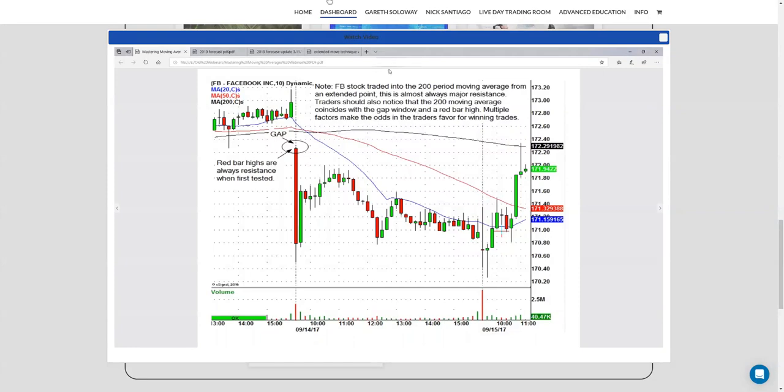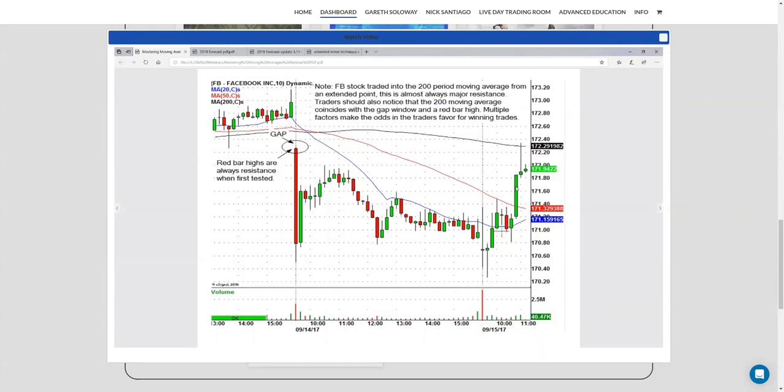All right, here we have a chart of Facebook. Facebook stock traded into the 200-period moving average. Notice this is a 10-minute chart. It came from an extended point, so this is almost always major resistance. Traders should also notice that the 200 moving average coincides with the gap window and a red bar high. Multiple factors make the odds favor the trader. This was an actual day trade.